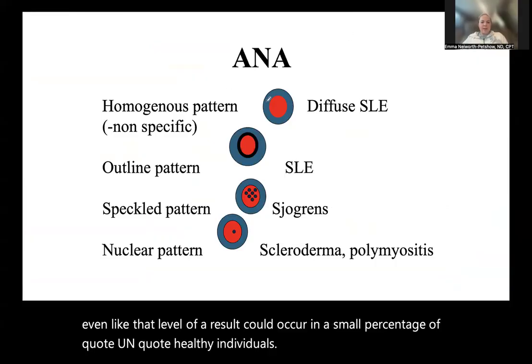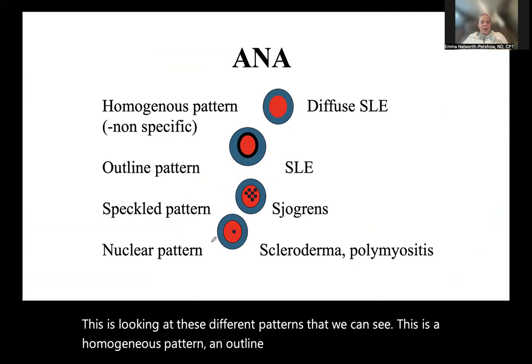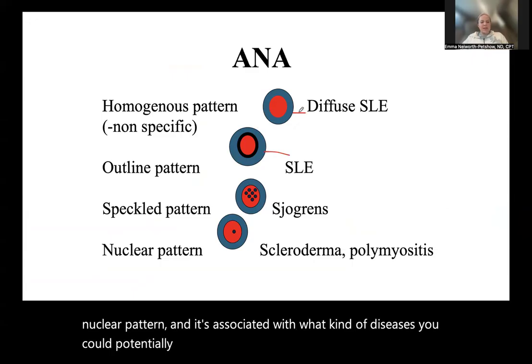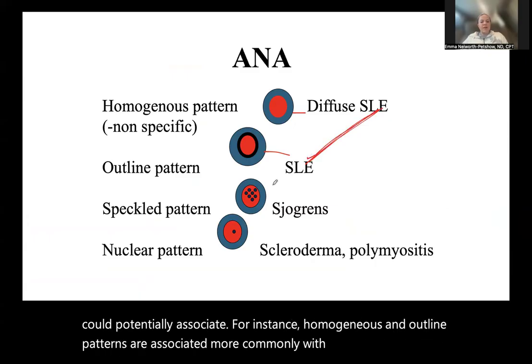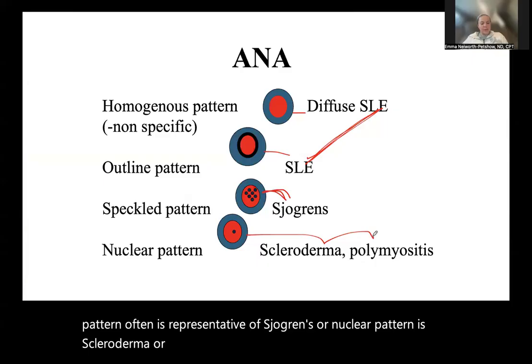This is looking at these different patterns that we can see. This is a homogeneous pattern, an outline pattern, a speckled pattern, and a nucleolar pattern. And it's associated with what kind of diseases you could potentially associate. For instance, homogeneous and outline patterns are associated more commonly with lupus, versus a speckled pattern often is representative of Sjogren's, or a nucleolar pattern is scleroderma or polymyositis, potentially.